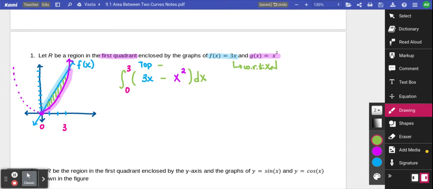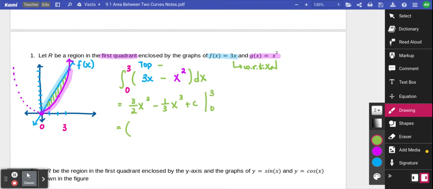Since this is not a calculator question, all of the calculator questions will actually say this is a calculator question at the beginning. So since I want to find this area, I'm going to go ahead and just do the antiderivative. So the antiderivative of 3x would be x squared and then divide by the new power, so 3 over 2, minus the antiderivative of x squared would be x cubed and then divide by the new power, so 1/3, plus c, and I'm going to evaluate that between 0 and 3.